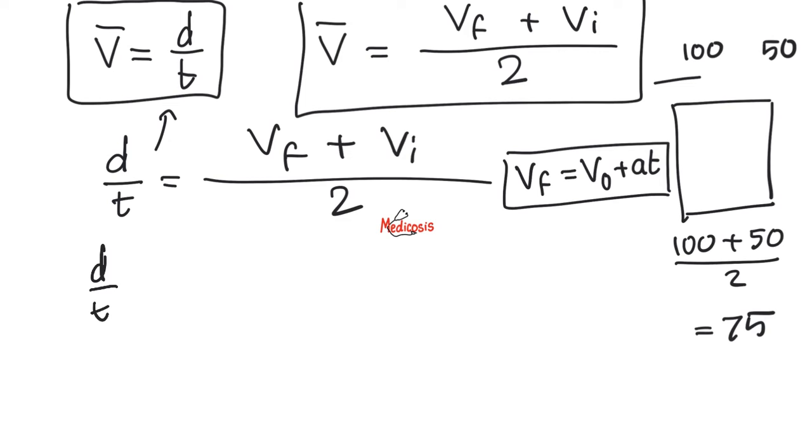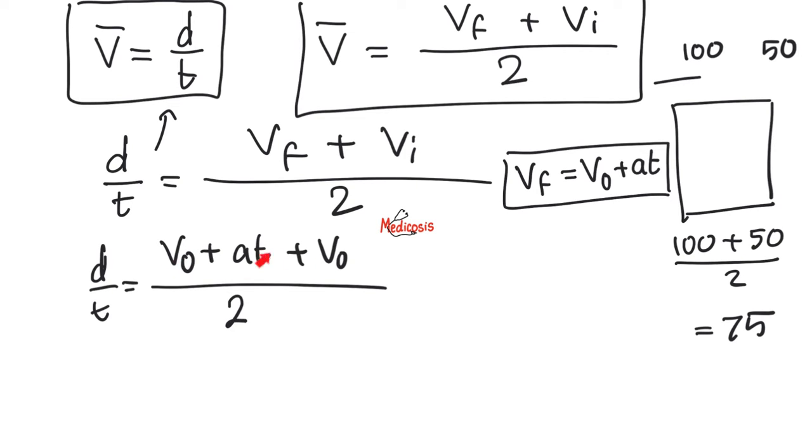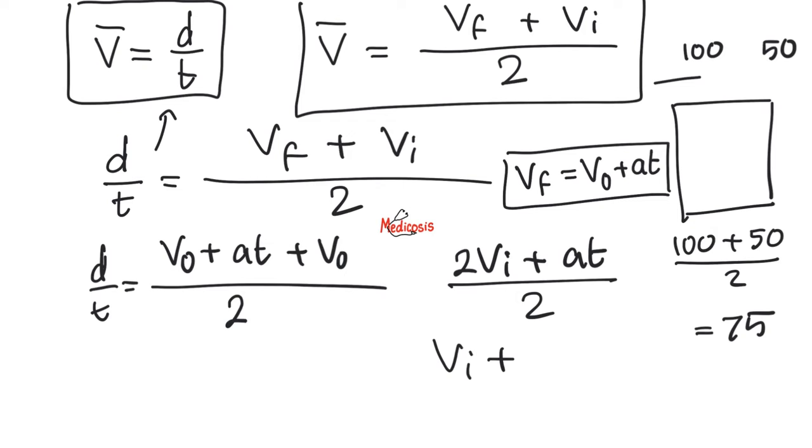So D over T equals V initial plus AT plus V initial, because this is the same V initial. You can call it V sub 0 or V sub I, it's the same thing. Over 2. Let's simplify this. You have V initial plus V initial, so 2V initial plus AT over 2. 2 divided by 2 is 1, V initial, plus half AT. And all of this equals D over T. So D over T equals V initial plus half AT.